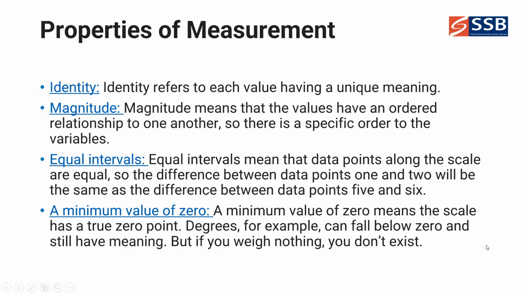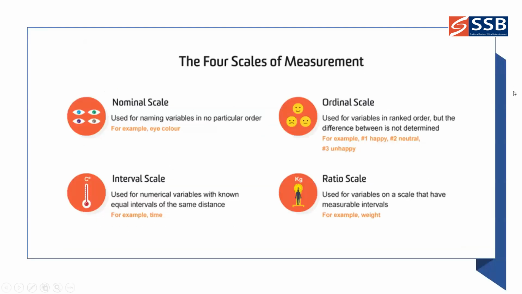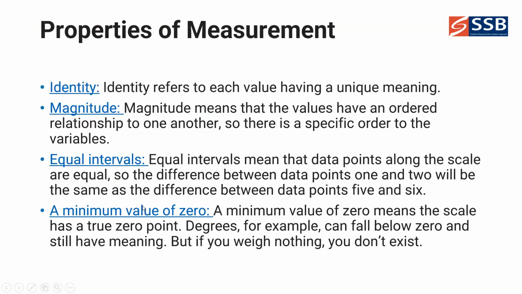So when you are talking about a scale, you have to talk about these four things: the identity of the scale, the magnitude of the scale, equal intervals, and minimum value of 0. These properties are applicable to all the four scales. What are the four scales? Nominal scale, ordinal scale, interval scale, and ratio scale. So you need to have the scales for all this measurement.